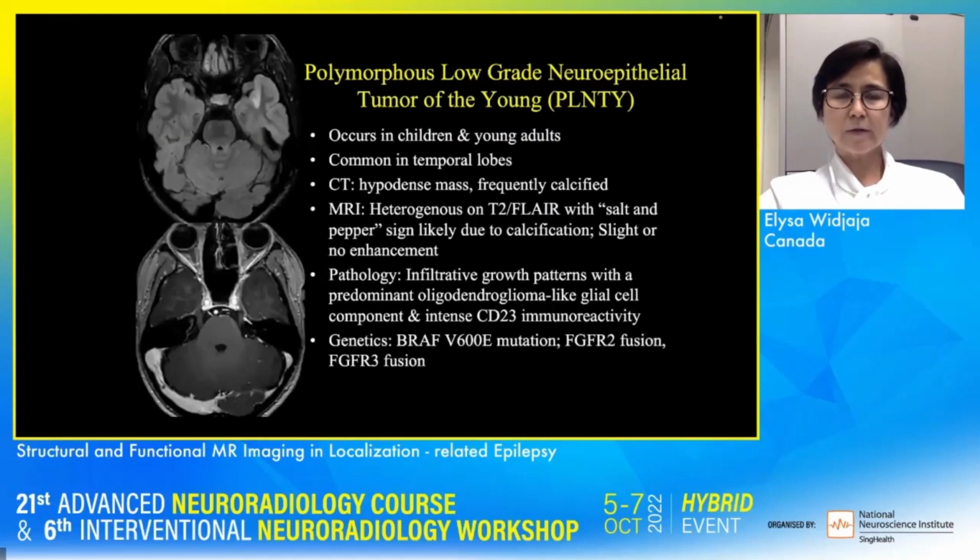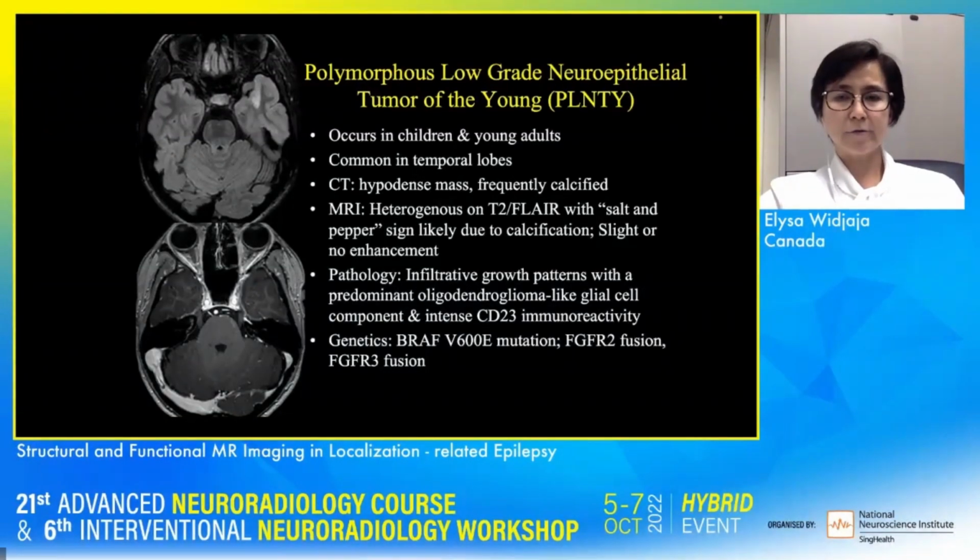So let's move on to look at polymorphous low-grade neuroepithelial tumor of the young, or PLNTY. This occurs in children and young adults. They commonly occur in the temporal lobes. On CT, they are hypodense masses and frequently contain calcification.